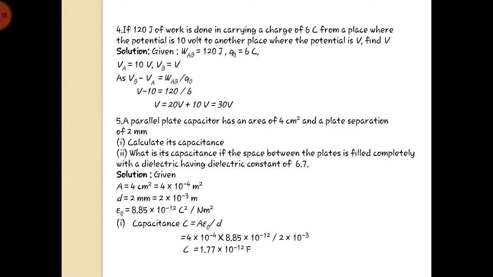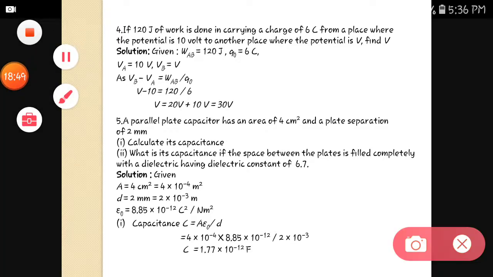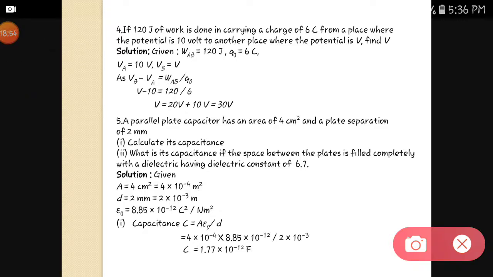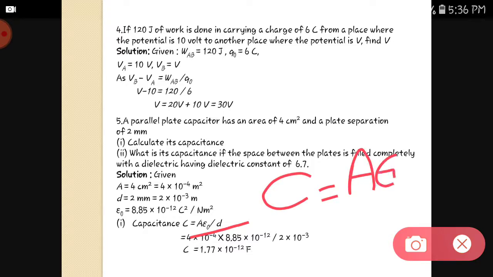So which formula are we going to apply? As a parallel plate capacitor is mentioned over here, we are going to take the formula for a parallel plate capacitor which is not having any dielectric within its plates. So the first one, C is equal to A epsilon naught divided by D. This is the formula in which two parallel plates are away from each other and there is air as a medium, not any dielectric slab in between them.